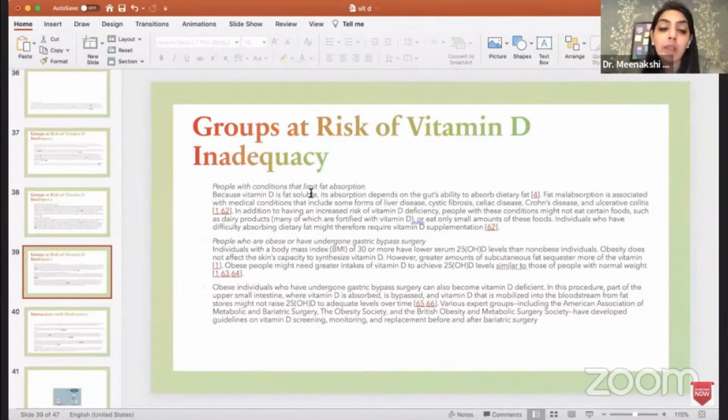And if you have any one such condition, so there is a condition called cystic fibrosis, or there are some problems with the liver, in which your fat absorption is malfunctioning or not working, then your vitamin D absorption also will not be at par, and you will be at an increased risk of developing vitamin D deficiency. Apart from this, if you have had gastric bypass surgery, then also you will be vitamin D deficient.